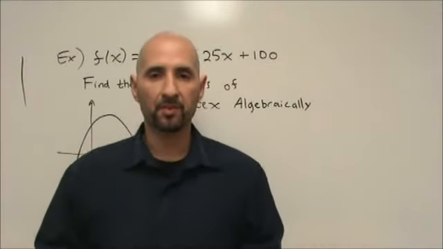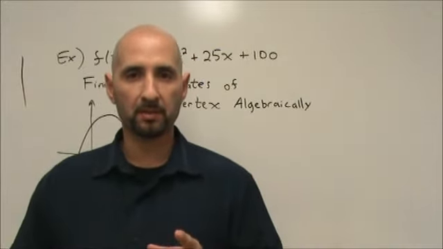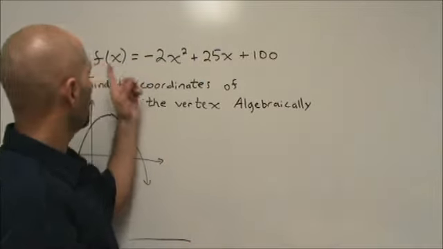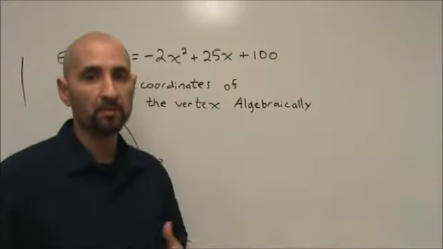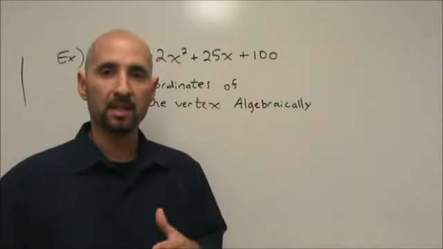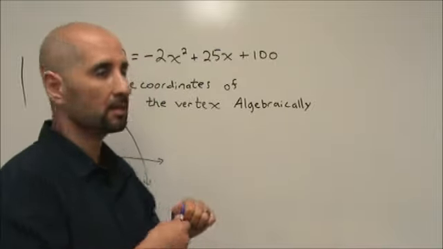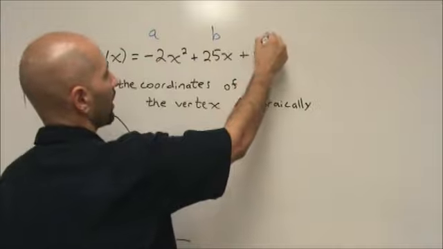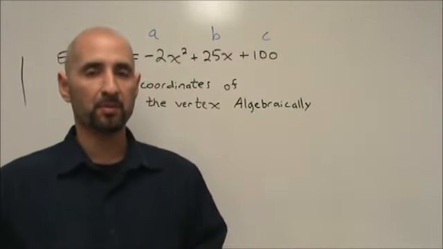Finding the coordinates of the vertex algebraically is really a simple process. Let me review a couple things about quadratic functions here using this example on the board: f of x equals negative 2x squared plus 25x plus 100. Remember that finding a, b, and c are important, at least recognizing those numbers. Here in this example, my a is negative 2, my b is 25, and my c is 100. Just the numbers without the variables.